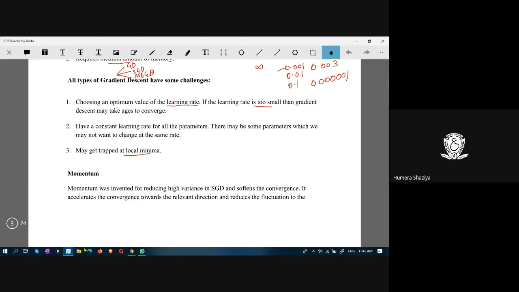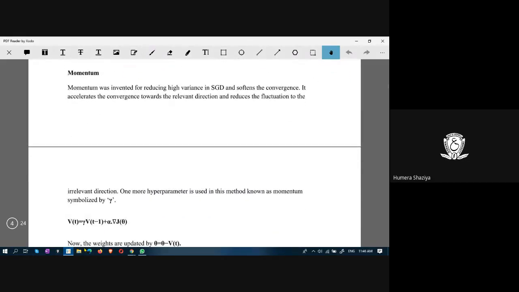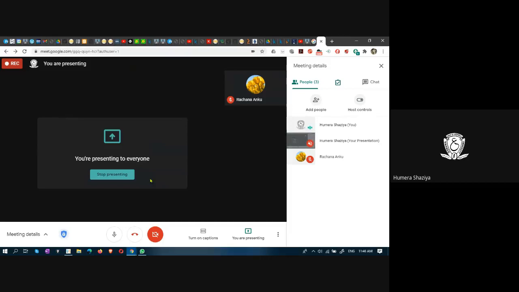To overcome these challenges, newer versions of optimization methods have been proposed that we will look at tomorrow, starting with momentum. Okay? So, bye-bye.